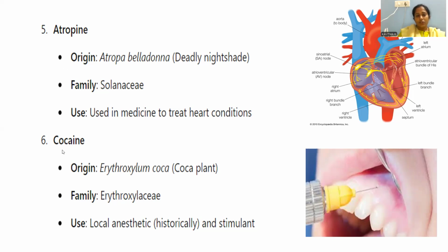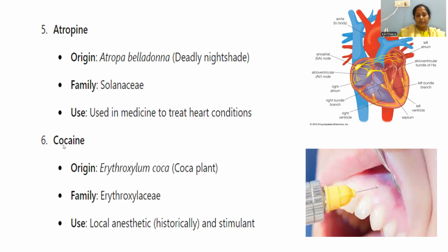And next is cocaine. Cocaine is a kind of alkaloid extracted from Erythroxylum coca, the coca plant. From that plant we can extract cocaine, and it belongs to the Erythroxylaceae family.